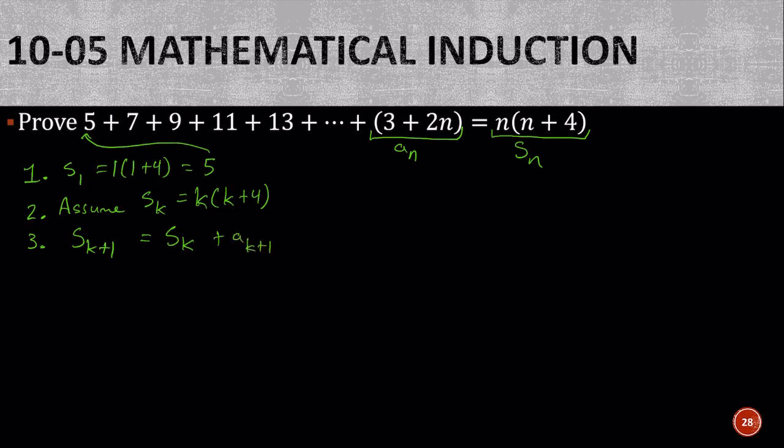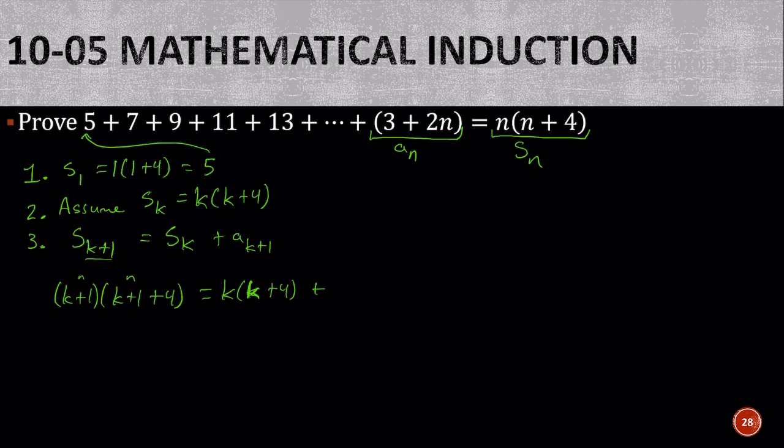So again, this is like adding the first 10 terms. It would be the same thing as adding the first 9 terms and then adding the 10th term. So substitute k plus 1 into the sum formula. So that'd be k plus 1 times k plus 1 plus 4. So this is the n and the n plus 4. Equals S of k, so that's k times k plus 4. So that's plugging k into the sum formula.